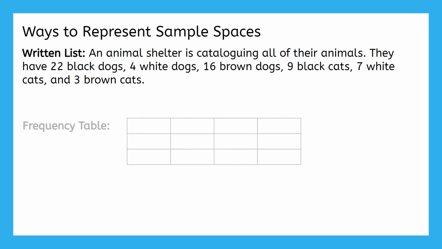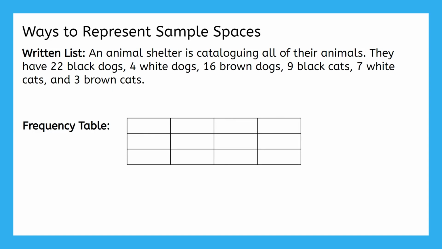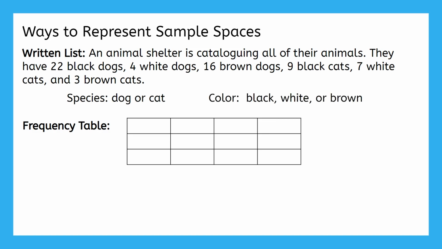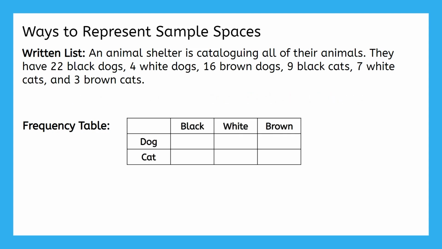Let me show you. This listed sample space says that an animal shelter is cataloging all of their animals. They have 22 black dogs, 4 white dogs, 16 brown dogs, 9 black cats, 7 white cats, and 3 brown cats. There are 2 main groups of characteristics, or variables here: the species of animal, dog or cat, and the color, black, white, or brown. We're going to use these 2 variables as the rows and columns of the table.